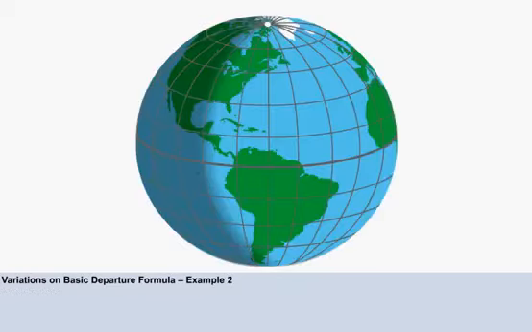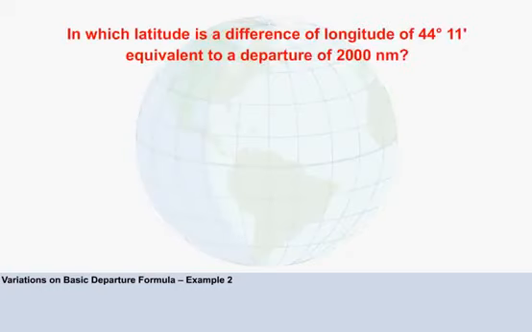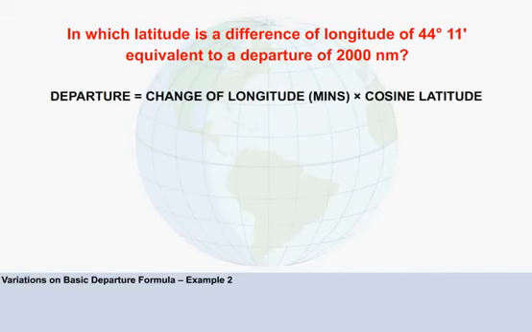The new position is 60 north and 2 degrees and 24 minutes west. Here is another example of a different substitution. In this one you are given the departure and have to find the latitude instead. In which latitude is a difference of 44 degrees and 11 minutes, equivalent to a departure of 2,000 nautical miles. As usual, start with the formula. Departure equals the change of longitude in minutes multiplied by the cosine of the latitude.